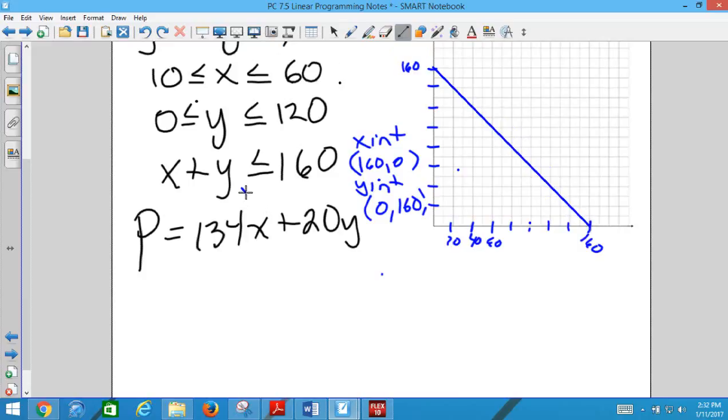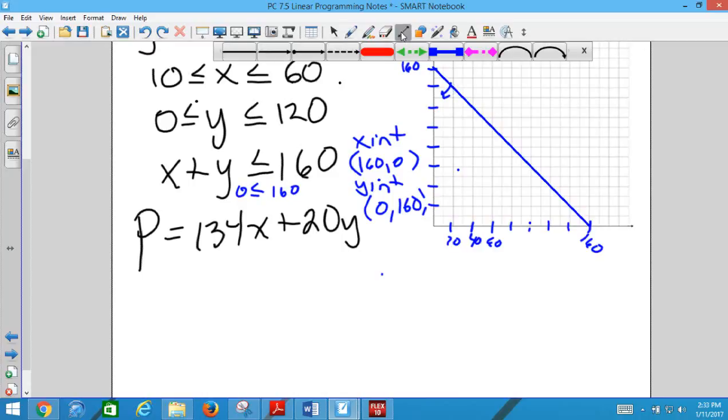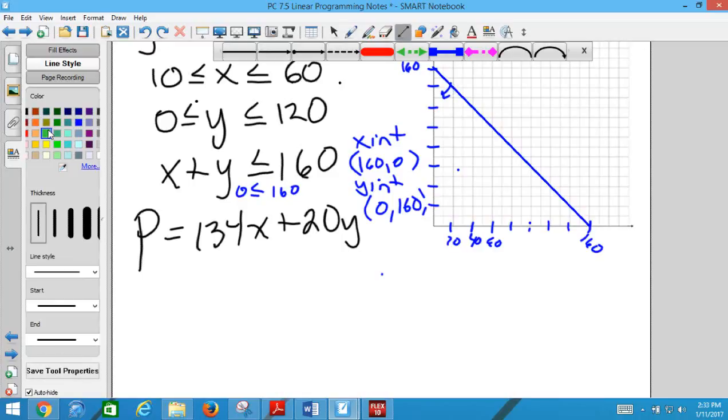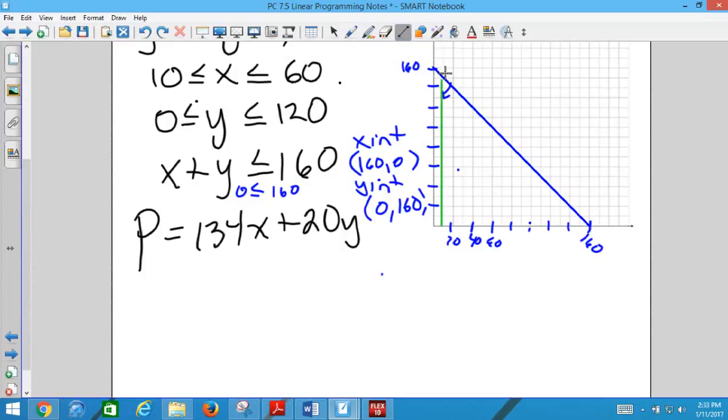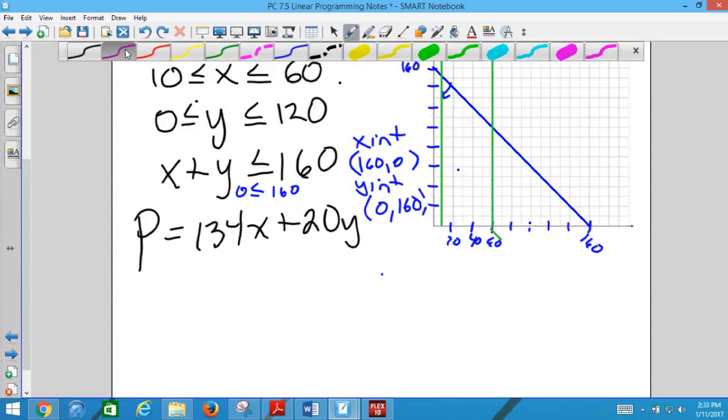We plug in 0, 0, and it gets shaded below. All right, a different equation. How about x has to be between 10 and 60? So here's where x is 10. Here's where x is 60. It has to be in between those two. And then y has to be between 0 and 120. So here's 120.